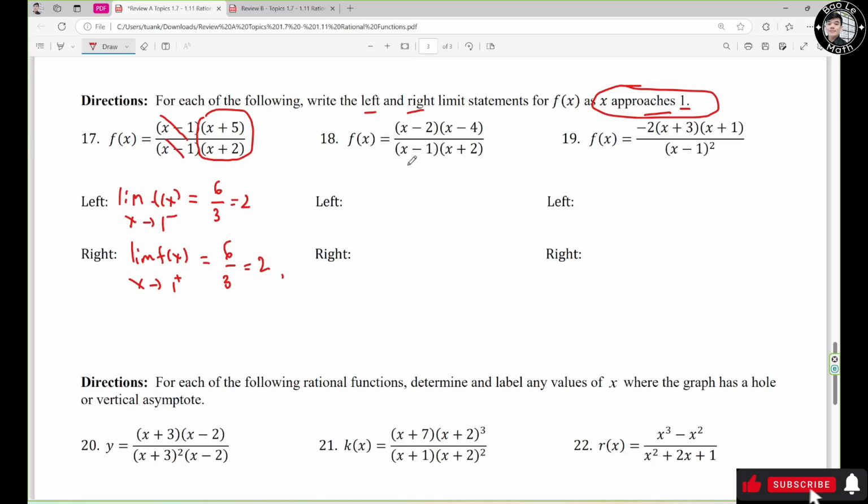Now number 18. Limit of the function f of s when s approaches 1 minus. Now you just substitute 1 minus for s in this situation. Again, 1 minus, it doesn't mean that negative 1. So keep that in mind. So I substitute 1 over here. It's going to be 1 minus 2, it's going to be negative 1, right? Times 1 minus 4. It's going to be negative 3, right?